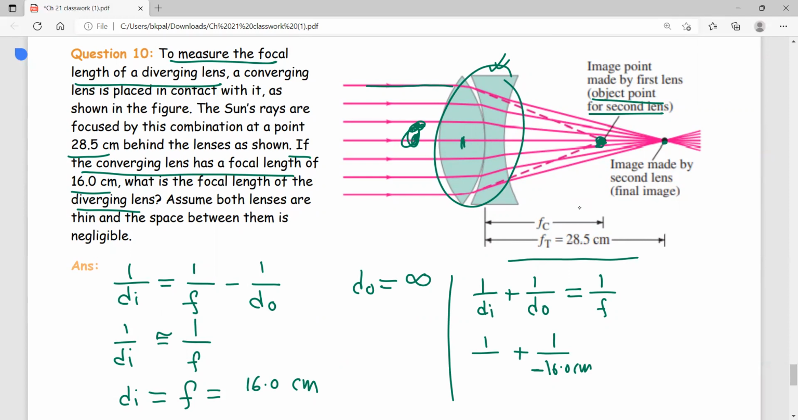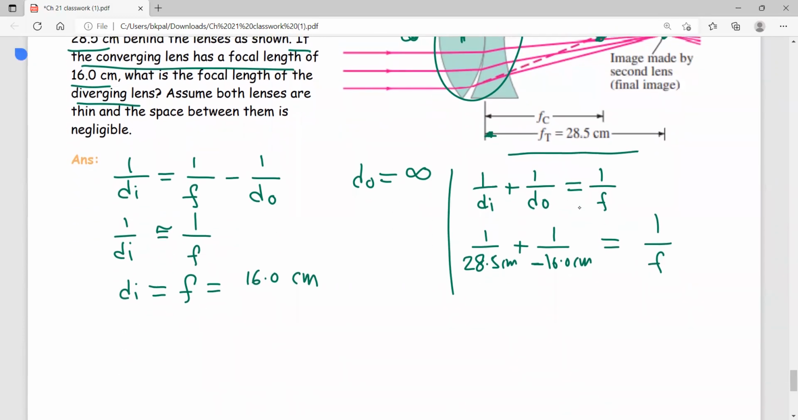And di is on the other side. Normally when di is on the other side, it should be positive. The image from the second lens is produced here, and it tells us that this distance is 28.5 centimeter. So the image distance here is 28.5 centimeter. If I solve this equation, we will get f.